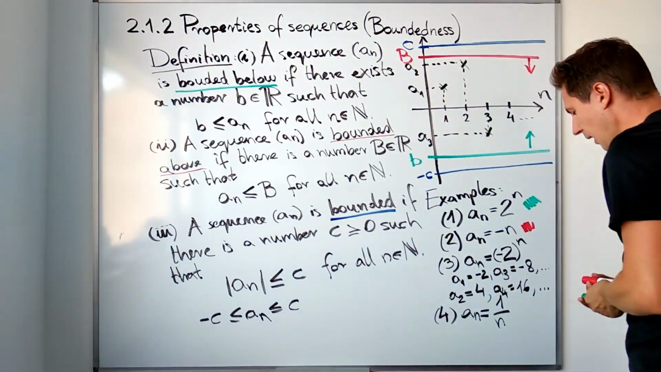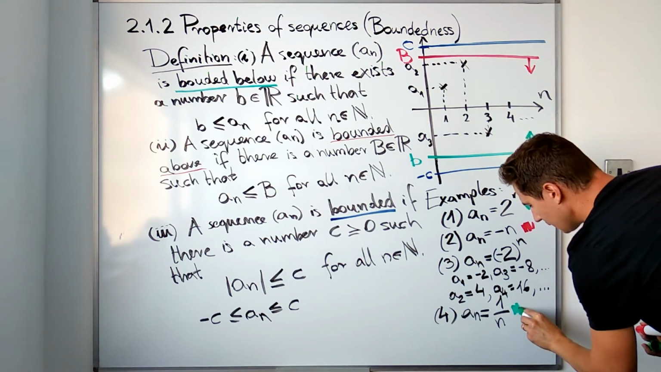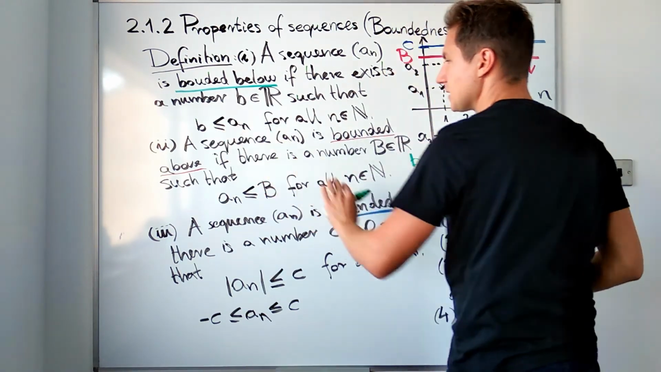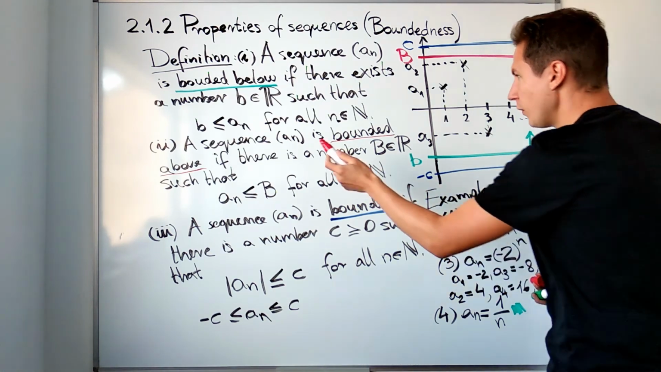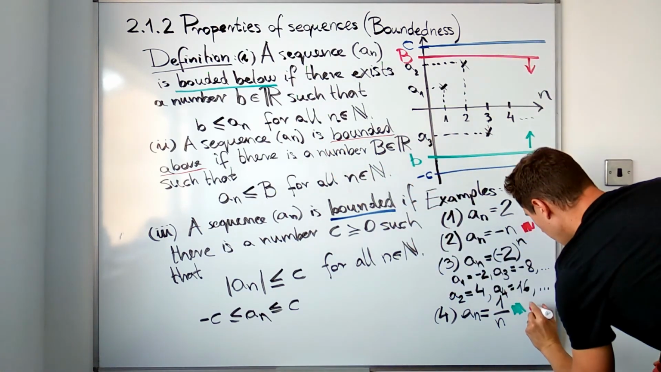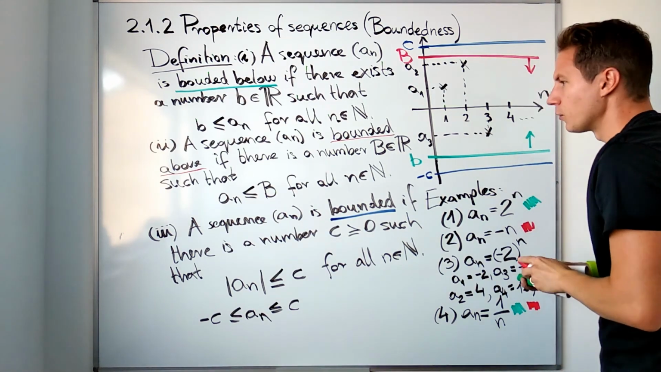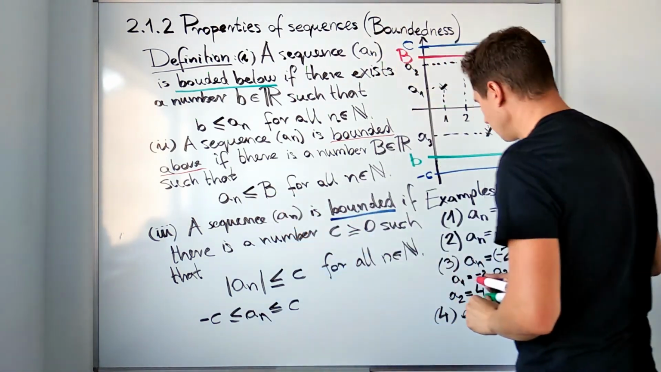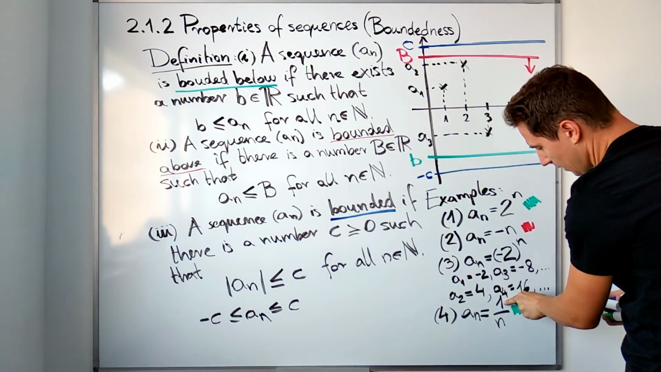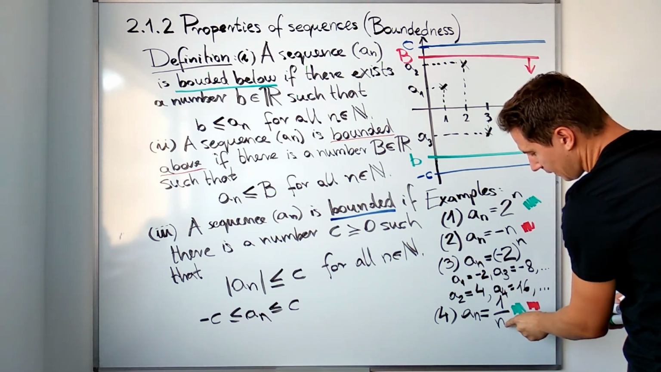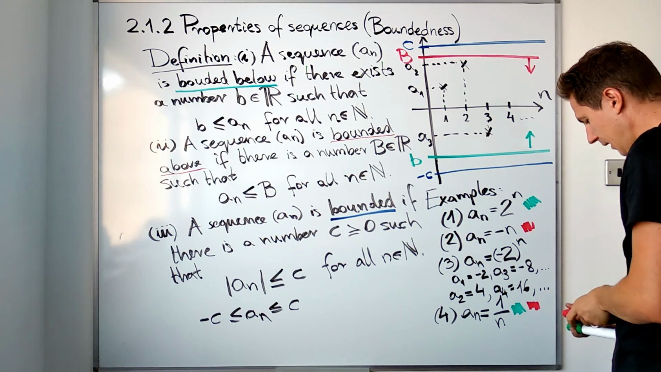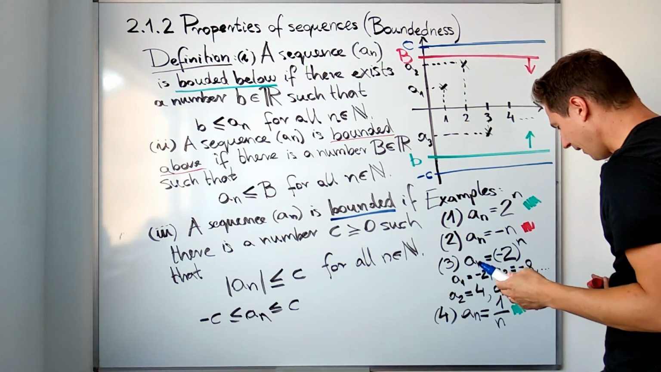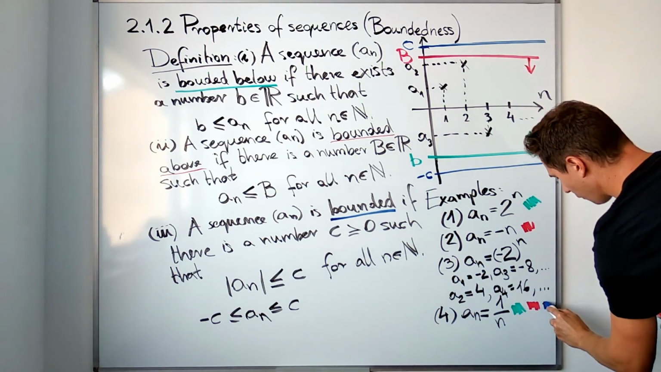So it's bounded below by 0 because all terms in the sequence are positive, greater than 0. Next, it is bounded above by 1 because all terms in the sequence are less than or equal to 1. So capital B could be 1 for this sequence. We are dividing 1 by numbers that get bigger and bigger starting from 1, so they are all less than or equal to 1. And finally, since it's both bounded below and above, it is also bounded.